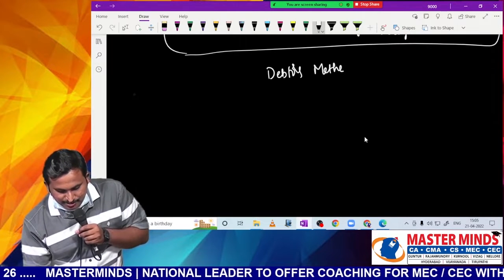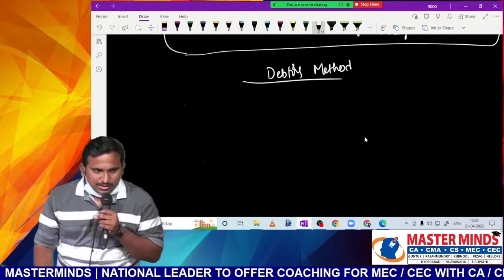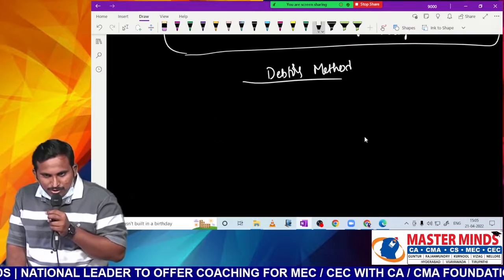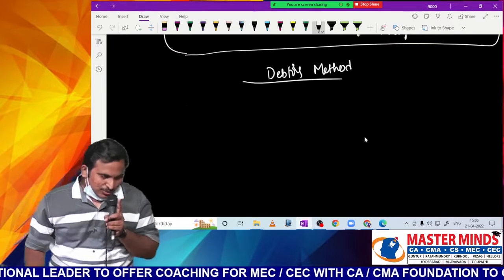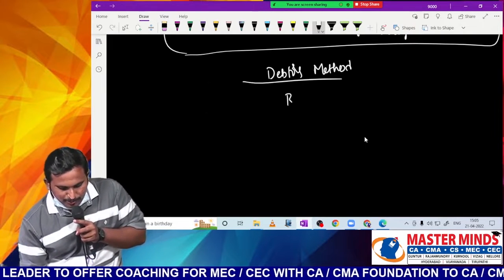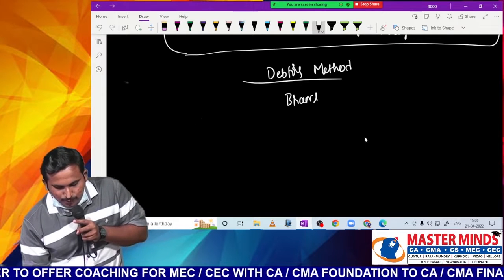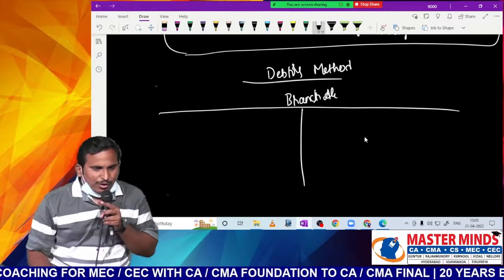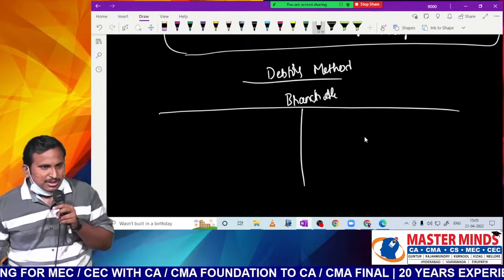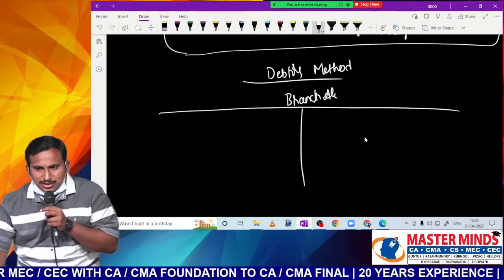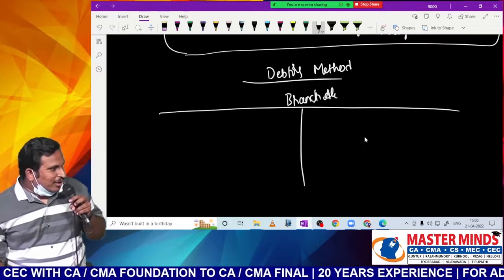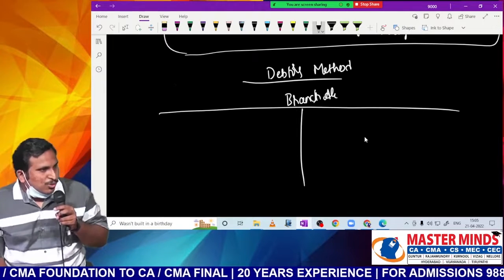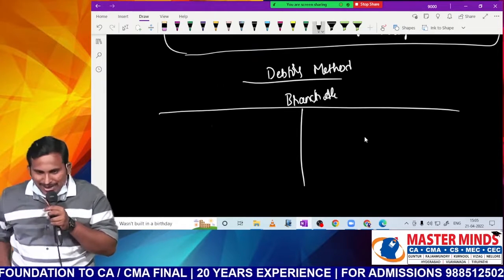Under the debtors method, what will we do, sir? We will simply prepare a branch account. Only one account we will prepare, that too the branch account. Now why do we prepare this branch account, sir? Whatever method we follow, may it be the debtors method, the stock and debtors method, the final accounts method or the trading and P&L method, ultimately our aim is to know the performance of our branches.